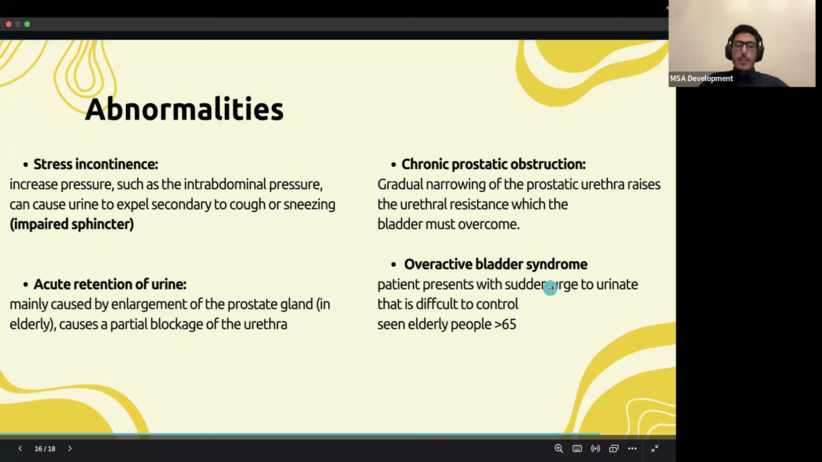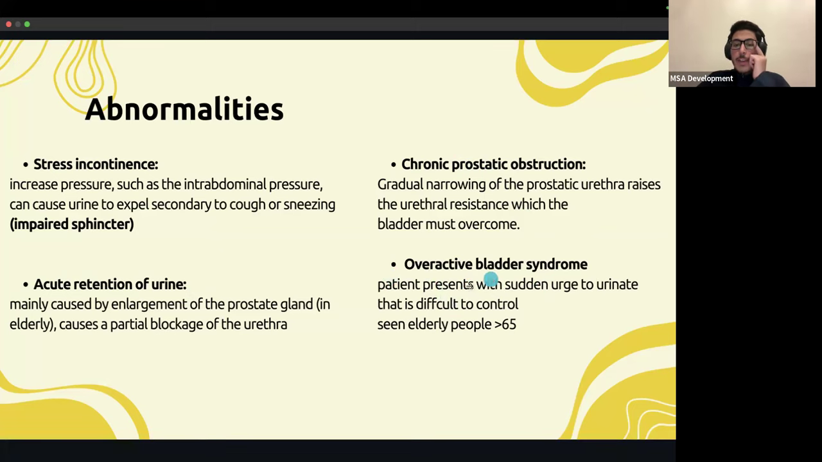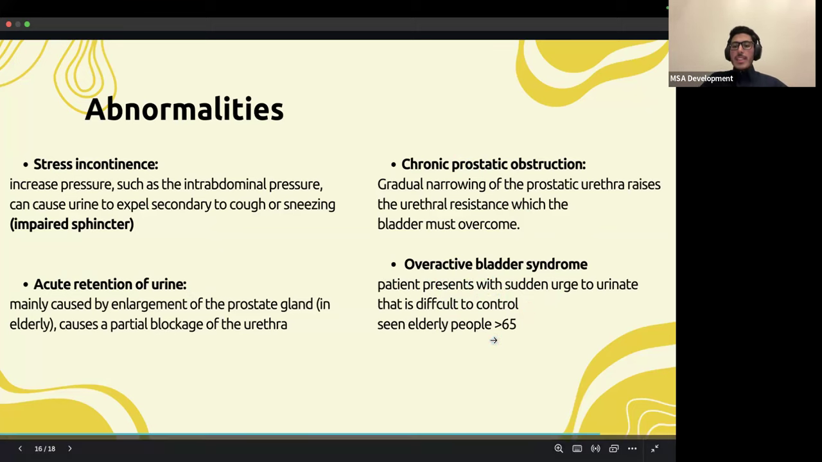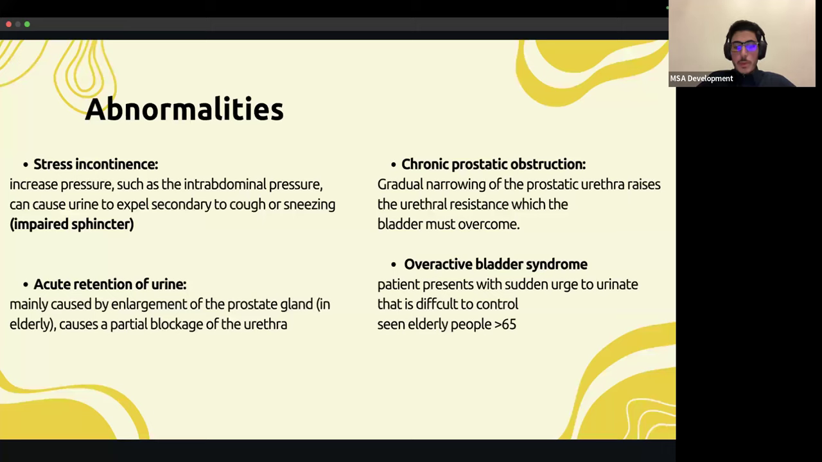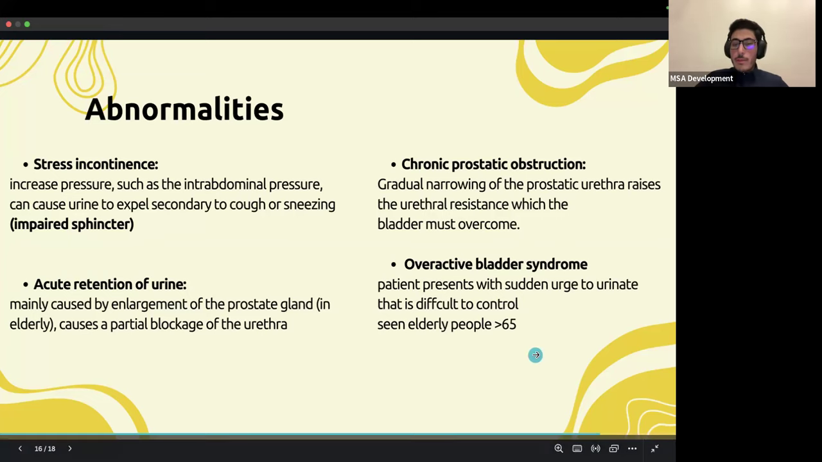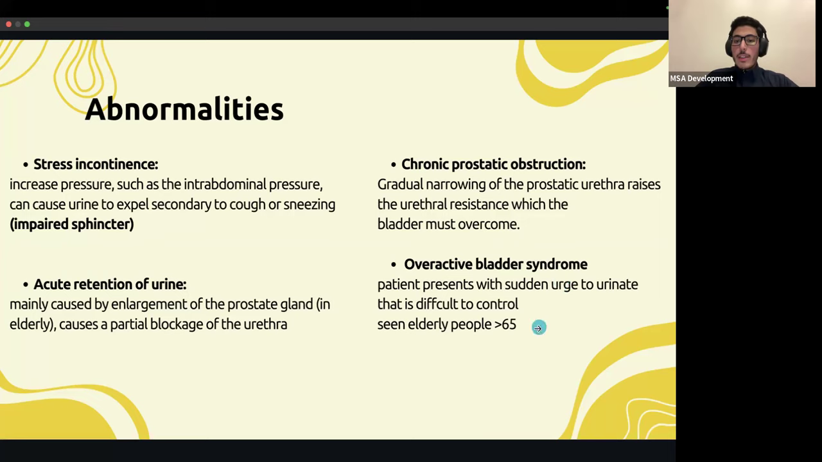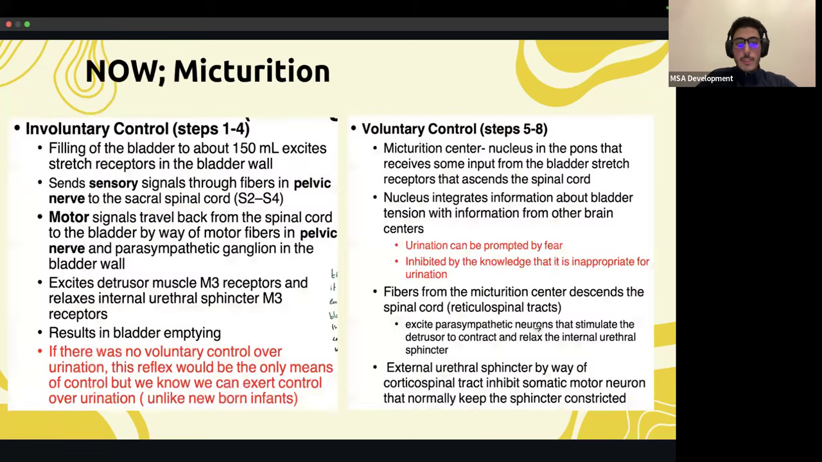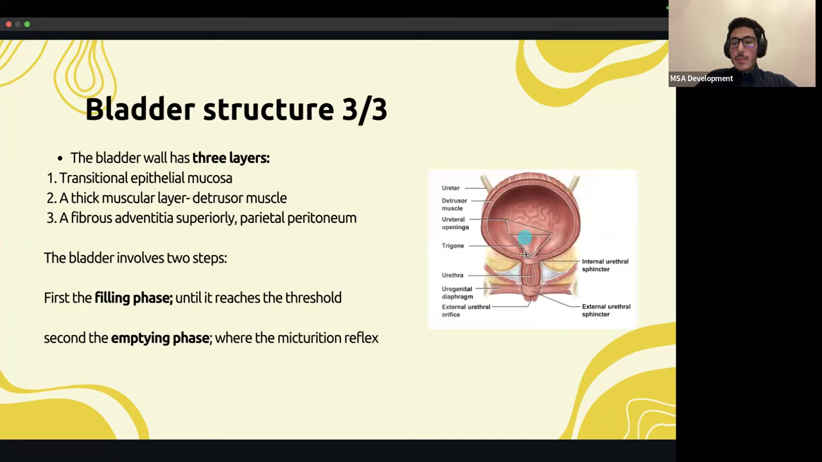The last syndrome in this slide is the overactive bladder syndrome. As the name suggests, those patients present with a sudden urge to urinate. There is an overactivity, whether of the reflexes, where those spinal segments that send the reflexes are just overactive. Sometimes the trigone region in the bladder is hyperactive, as we mentioned.